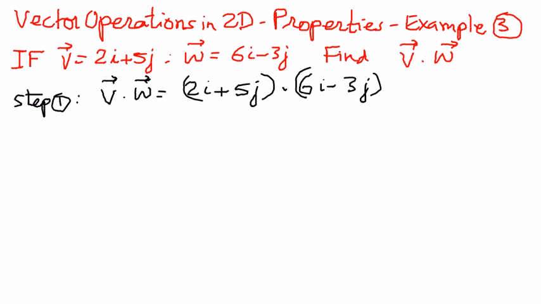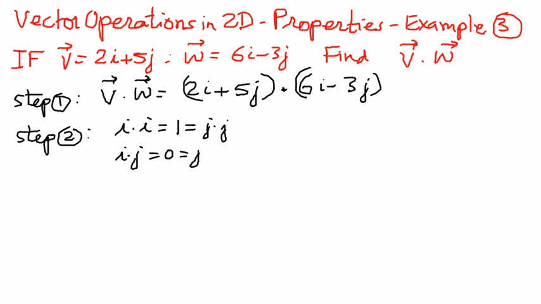When we do the dot product, we want to make sure that we understand this. i dot i is equal to 1, and j dot j is also equal to 1. Similarly, i dot j is equal to 0 and j dot i is equal to 0. So we'll keep that in mind when we are simplifying these.